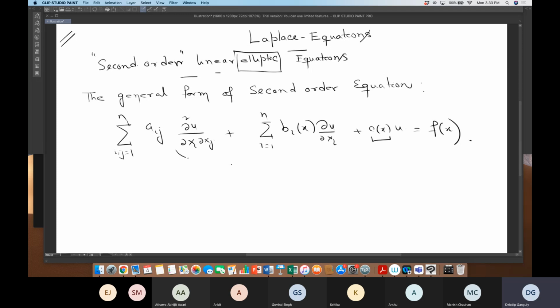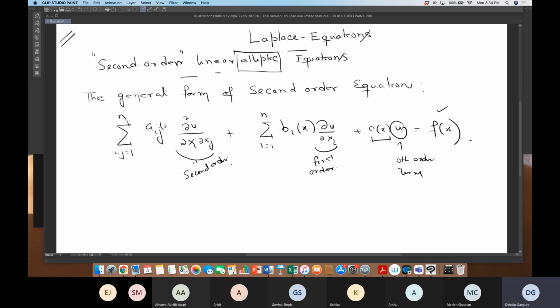Why is it a second order equation, Rahul? This is the second order term, this is the first order term, and this is the zeroth order term. Of course, u is the unknown; you want to solve for u given f. This is the PDE. And what is a_ij(x)?